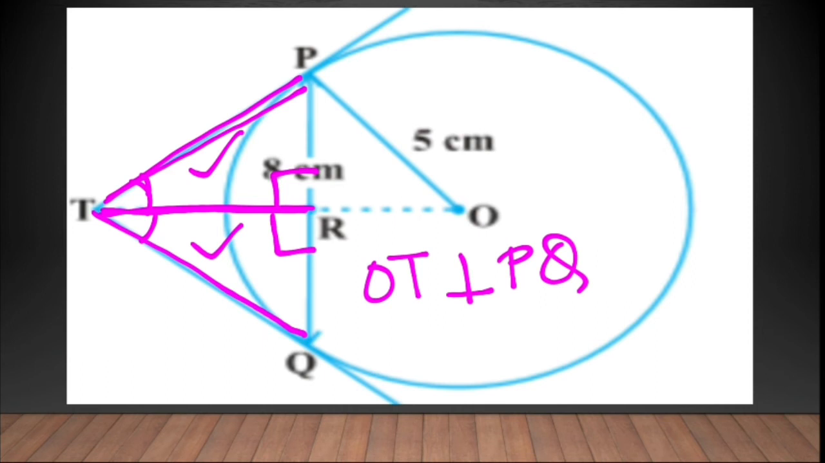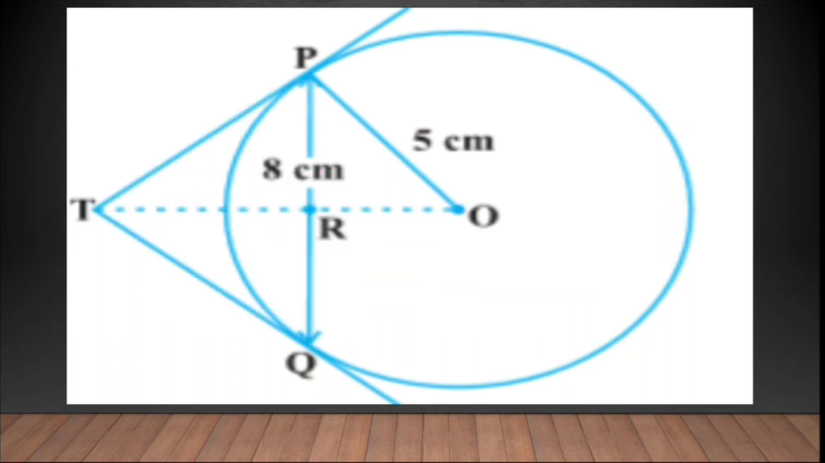Now this OT and OR are the same. Now since this is perpendicular to the line PQ, and PQ is a chord of the circle, you can say that this OR will bisect PQ. That means PR is equal to RQ.